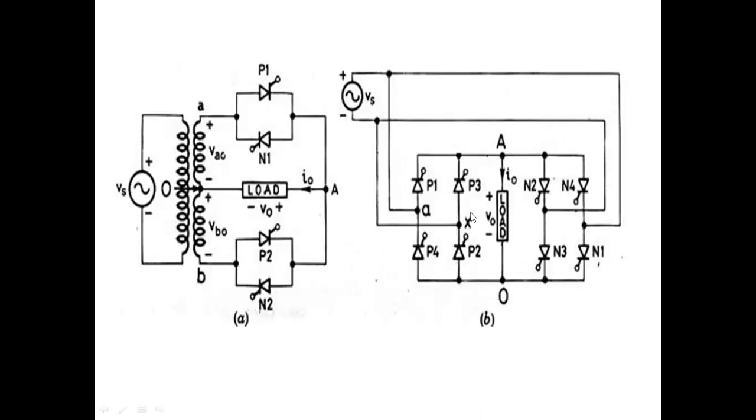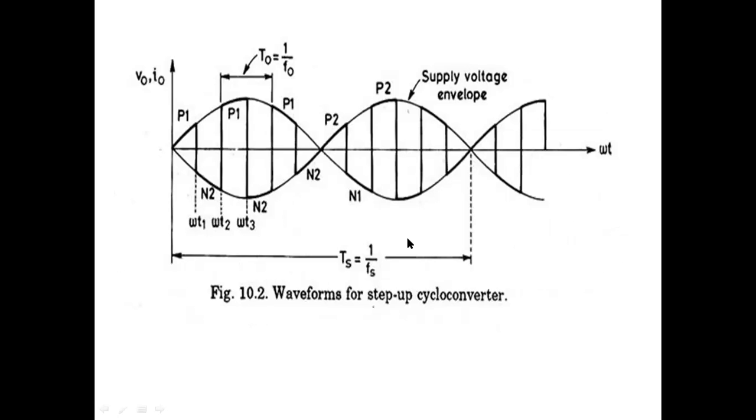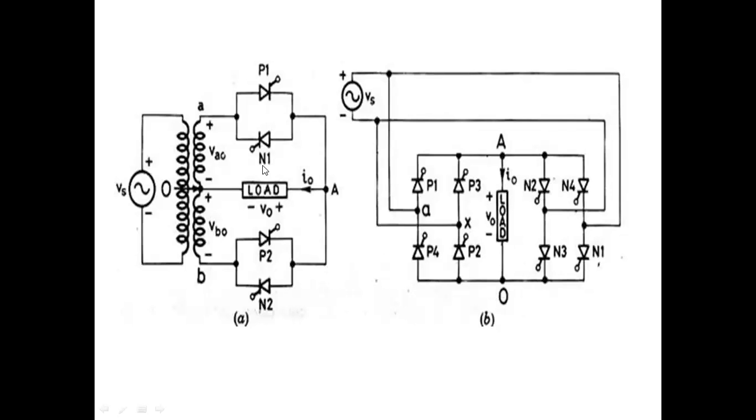Like this. This is the center tap transformer or mid tap transformer. There are two types of cycloconverter. One is mid tap and the other is bridge type. This is the bridge type. Now we have discussed the center tap. This circuit can be used as a step up cycloconverter and step down. I have discussed only step up now. The same circuit can be explained for step down also. Once I come to step down, I'll explain that.